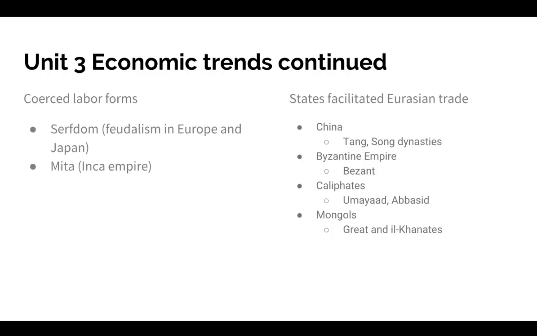So we have new forms of labor during this time period, like serfdom, which is a part of feudalism in Europe and Japan. And then the mita in the Inca Empire, which is a sort of a labor tax. And then we have examples of states facilitating trade in China, the Byzantine Empire, the Islamic Caliphates, and the Mongols, all of whom were encouraging trade largely for the purpose of tax revenue.